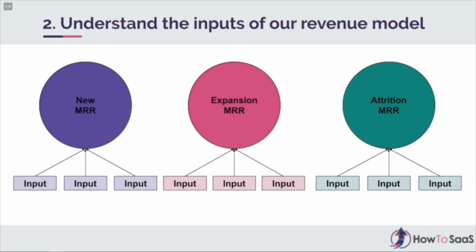When we look at new MRR, there are a bunch of inputs that marketing and sales need to contribute. When we look at expansion MRR, both marketing, sales, along with customer success and product need to work together to figure out what can we upsell and cross-sell to our existing customer base. And then when we look at attrition MRR or retained MRR, we need to completely understand what is driving people away from our product and how can we get them to stay longer and what are the different inputs involved.